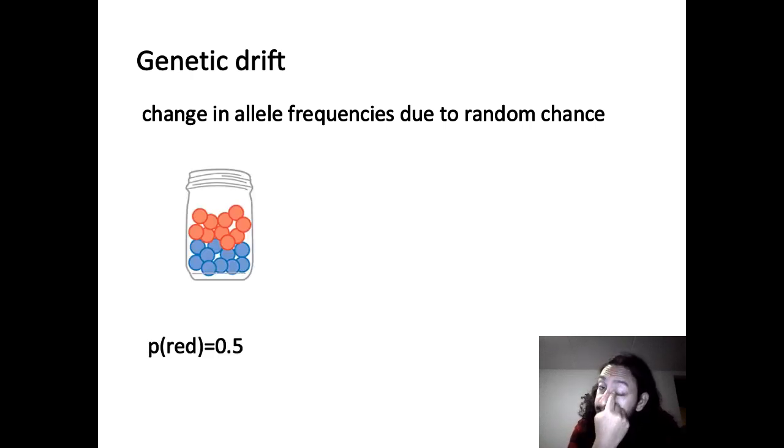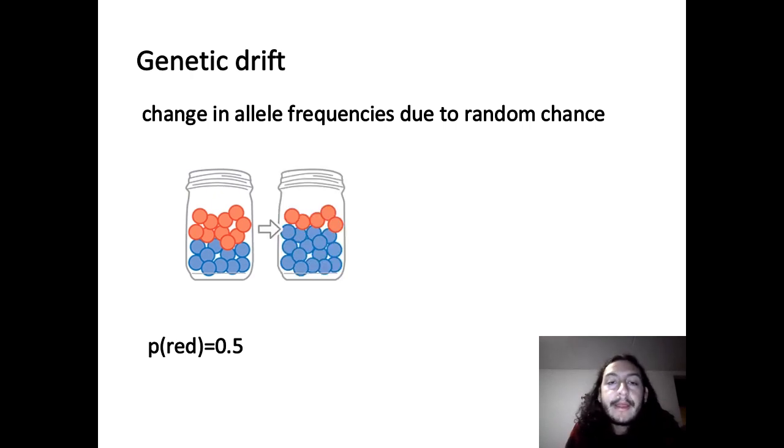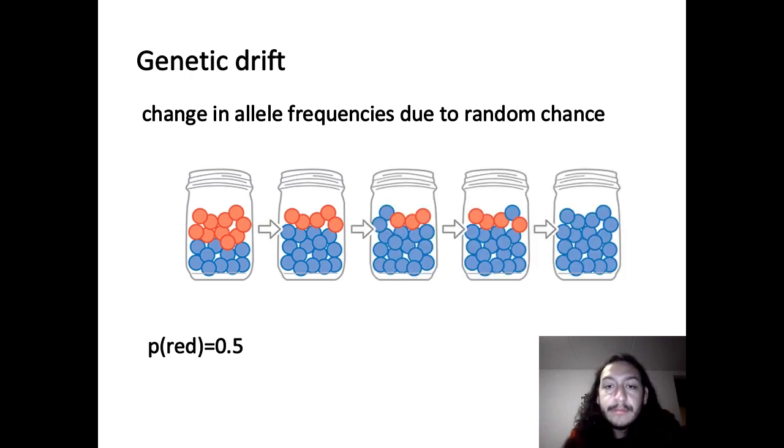So for example, take here a population of balls. Half is red and half is blue. Just by chance, you grab a given number of balls from this jar, and you end up with a lot fewer red balls than you had, because you were just sampling randomly. Then it could be that just by chance, after several rounds of sampling genotypes in the population, you end up with a population that has only blue balls.